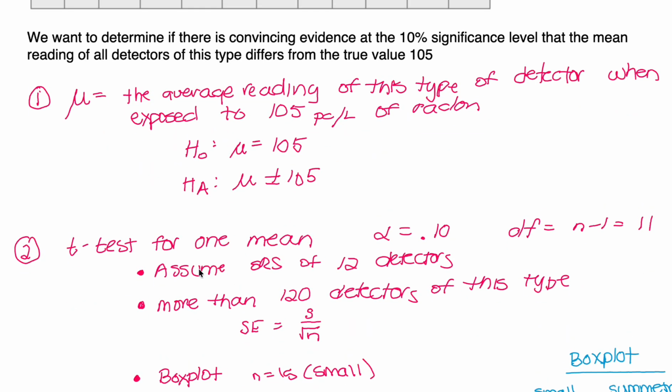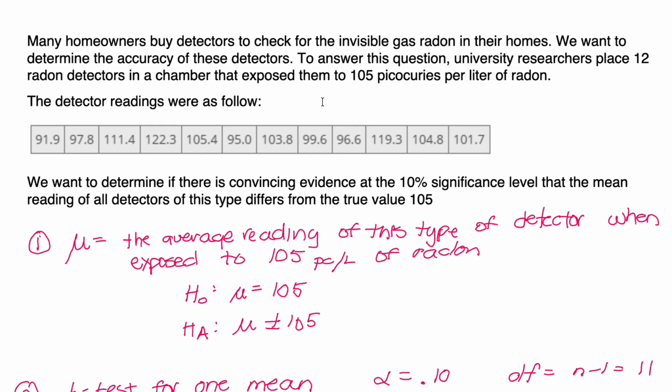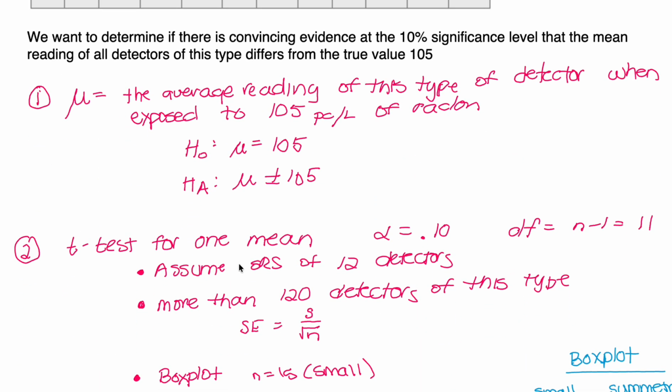Checking the conditions. The question didn't specifically say they're using a simple random sample, but they also didn't say that they're not using a simple random sample. So in this case, we're just going to assume a simple random sample of 12 detectors.